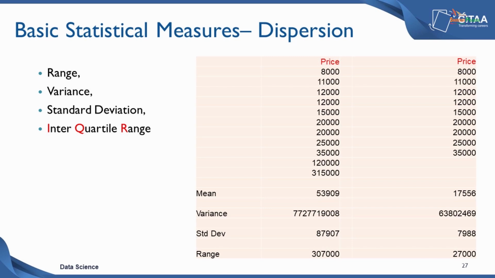When we do the entire exercise without the two extreme points, that makes far better sense. You have a mean of 17,556, the variance is still unintelligible, but the standard deviation makes better sense. It is about 7,988, that is, on average, the kind of difference you will find between different cars, and the range is 27,000. That is the range within which the entire spectrum of values falls.